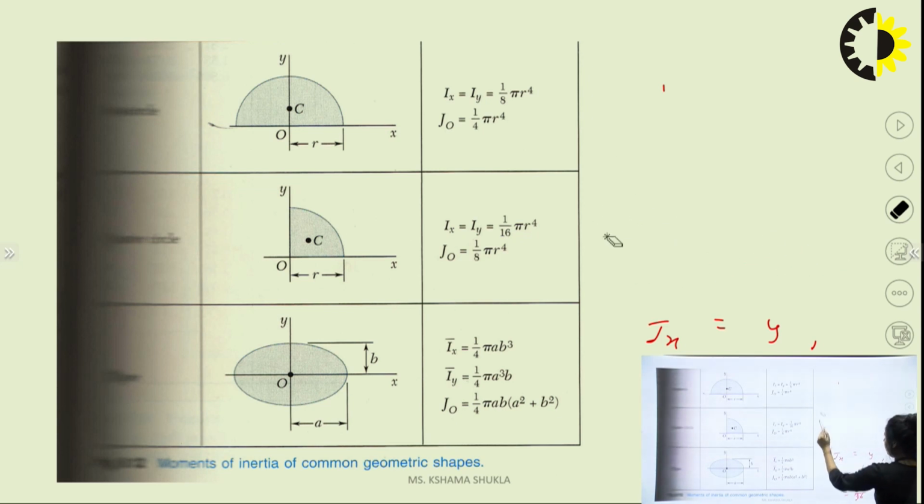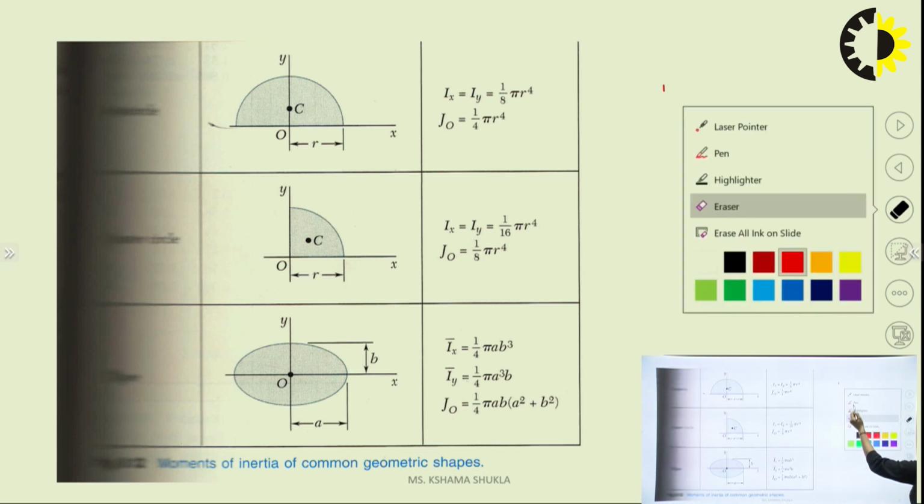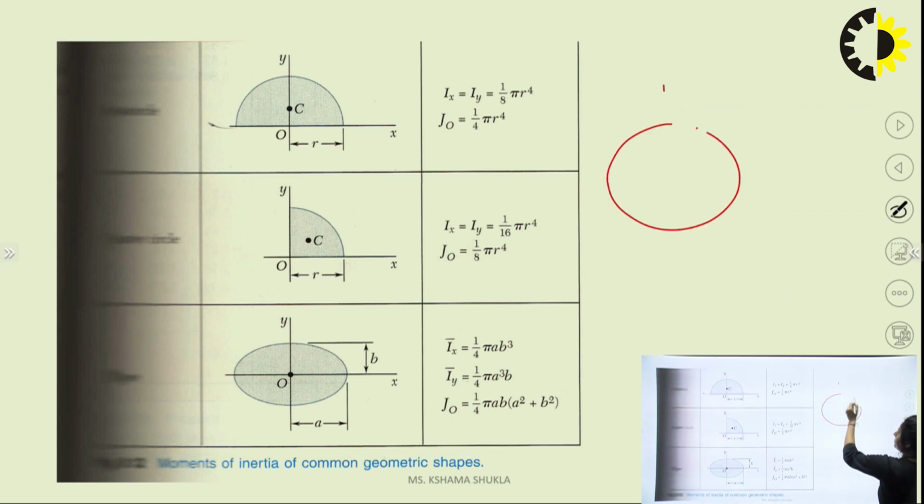Again, make a circle. Okay, fine. Make a circle. Define the axis. Same stepwise, we can find out, define the axis. Okay, now take a strip. In this, the strip is like this. Okay, this strip makes an angle theta.